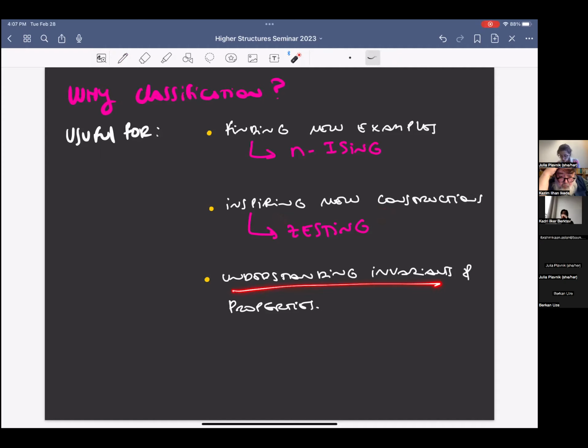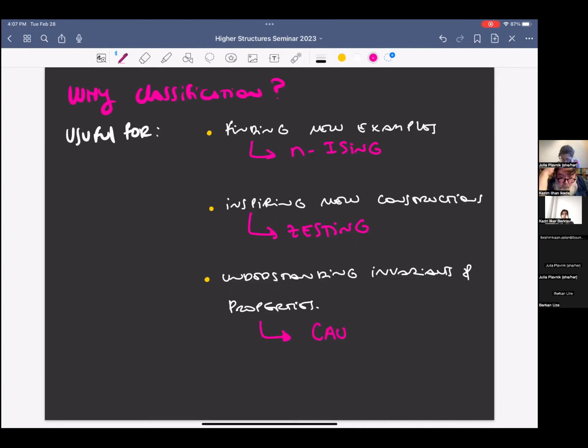Also, sometimes when you want to understand invariants and properties, they come more clear when you're looking at classification questions. So for example, people were studying classification by rank of modular categories. And if you don't know this word rank, or dimension, or all this, I will say it in a minute or in a couple of minutes.